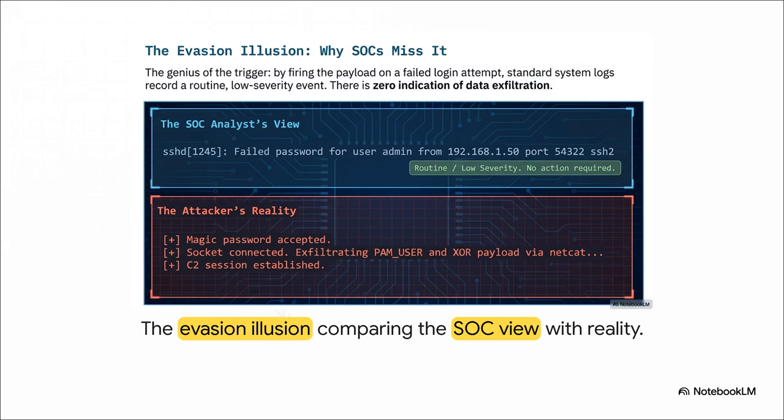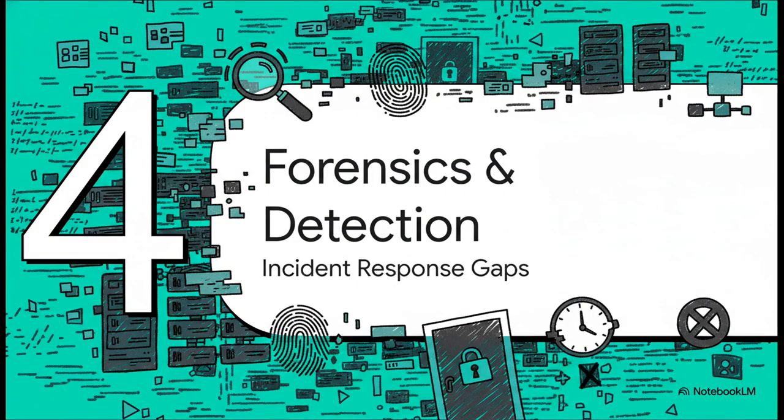It requires no action. But on the attacker's side, the reality is that the magic password was accepted, the payload was exfiltrated, and a persistent C2 session was established. There is literally 0 indication of data exfiltration in the system logs. Which brings us to Section 4.